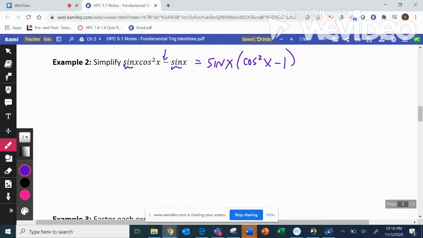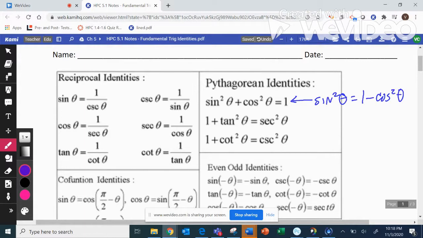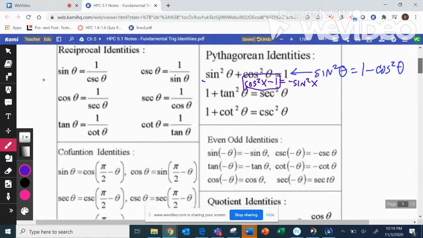And then cosine squared x minus 1, excuse me, is not an identity above, but I can manipulate it so it is. See, cosine squared x minus 1. Right here, if I take cosine squared x, and then I subtract the 1 from both sides, in order to get that by itself, I would have to subtract the sine squared x. So now I have what cosine squared x minus 1 equals. It's equal to negative sine squared x.